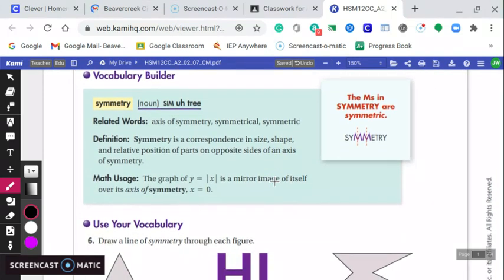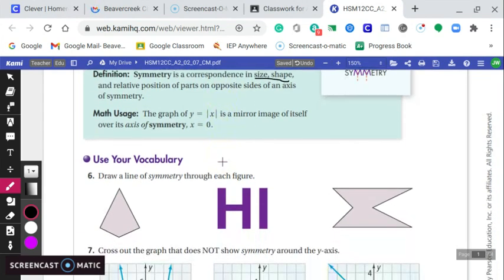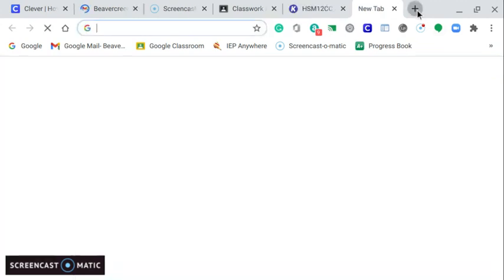So here we go. Symmetry. Axis of symmetry, symmetrical and symmetric. Definition: symmetry is a correspondence in size, shape, and relative position of parts on opposite sides of an axis of symmetry. So the graph of y equals |x|, and I want you all right here, is a mirror image of itself over its axis of symmetry. So this is what we do for this.